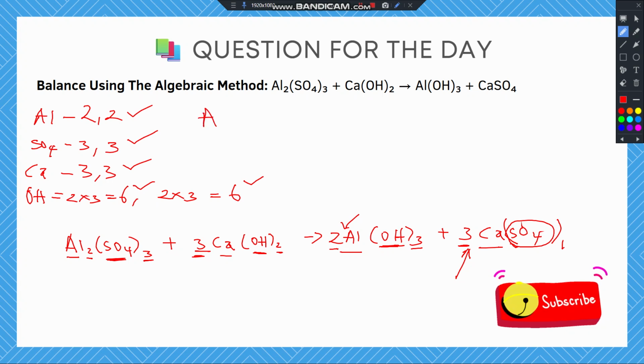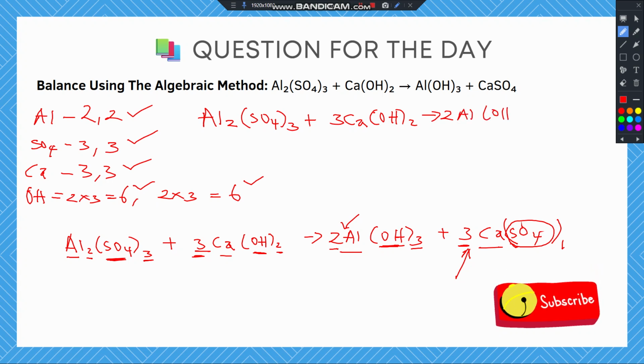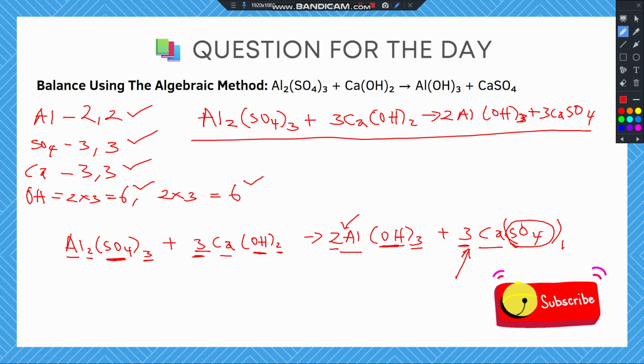So writing it out one more time for the sake of clarity, we have Al₂(SO₄)₃ plus 3Ca(OH)₂ yielding 2Al(OH)₃ plus 3CaSO₄. I'm sure you saw how this equation was balanced step by step from beginning to the end.